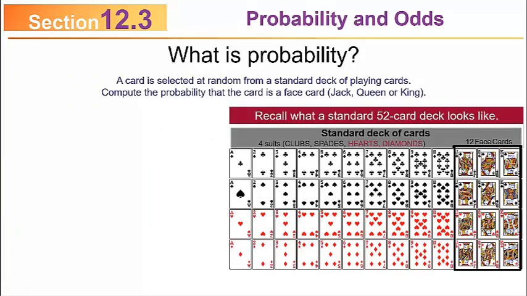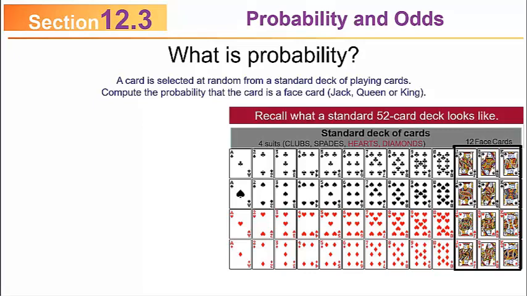I told you last time that we'll be using decks of cards a lot for our problems, and this is a continuation of that fact. Suppose we have a card selected at random from a standard deck of playing cards, and we want to find the probability that the card is a face card.